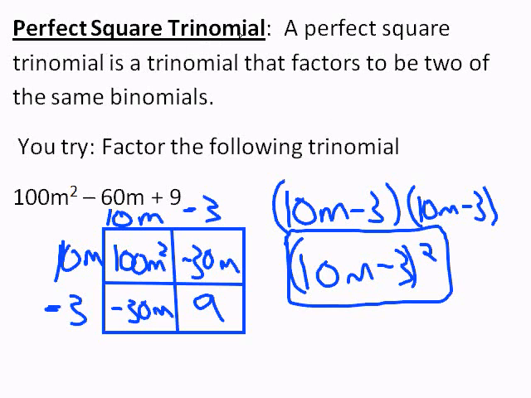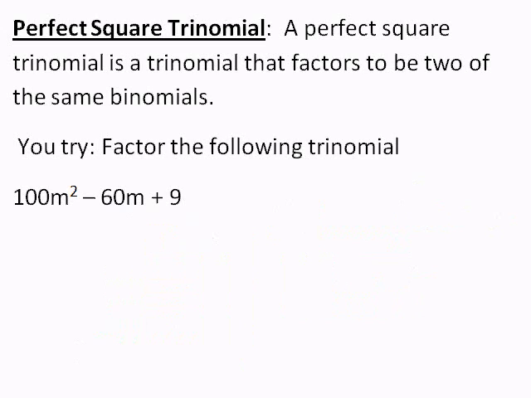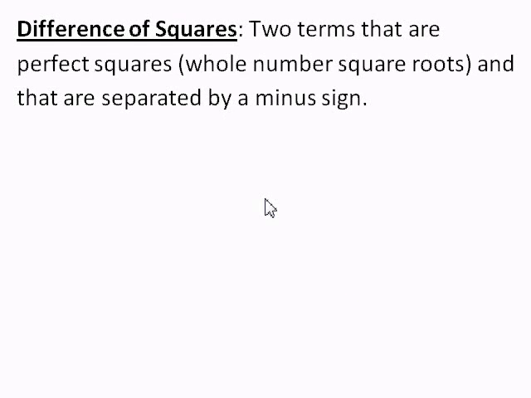Since we ended up with two of the exact same factor, we know that 100m squared minus 60m plus 9 is a perfect square trinomial. So this leads us to the definition of a difference of squares. The word difference meaning subtraction, squares meaning something you can take the square root of. So there are two terms that are perfect squares, meaning they have whole number square roots, and that are separated by a minus sign.